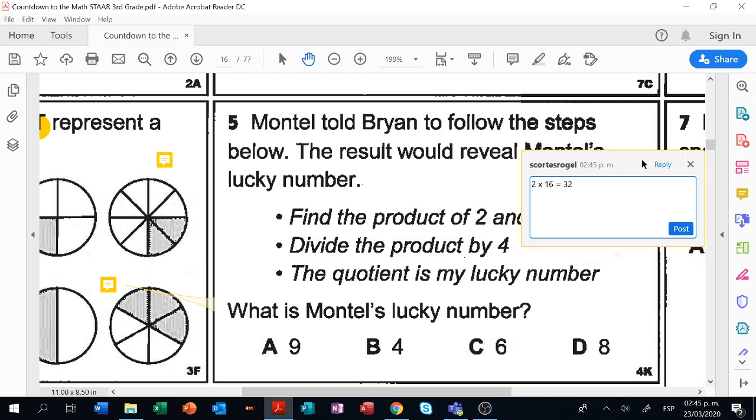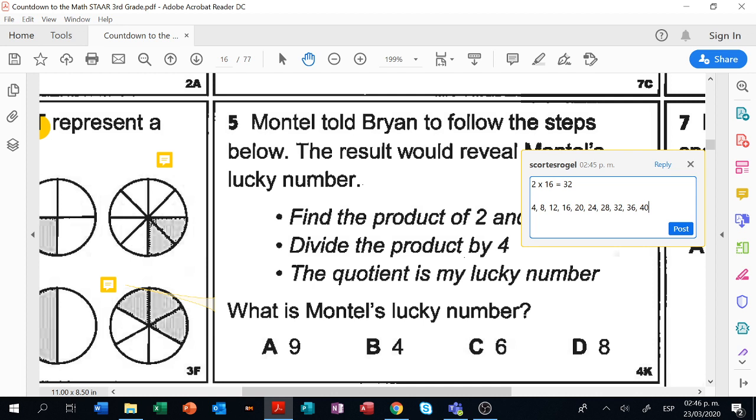Then the following step says, divide the product by 4. What do we have to do here? We have to do our tables of 4. Let me write them here. 4, 8, 12, 16, 20. I hope you're following me here. 24, 28, 32, 36, and 40. Now that we have our tables of 4, we need to find where the number 32 is.